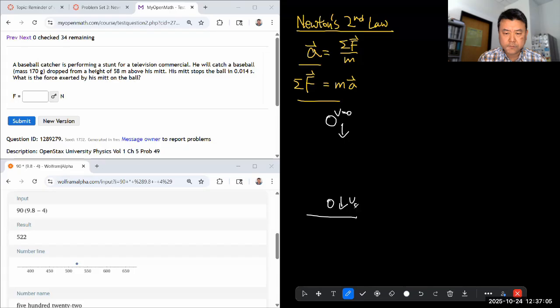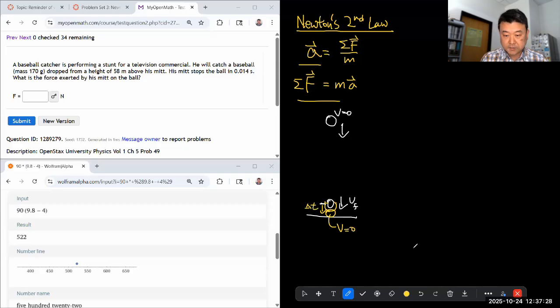There will be some sort of V final velocity of the ball going down, and at this point the catcher is going to start catching it with the mitt, and then it's going to move down a little more and then eventually come to a stop with V equals 0. And we are given the delta t amount of time.